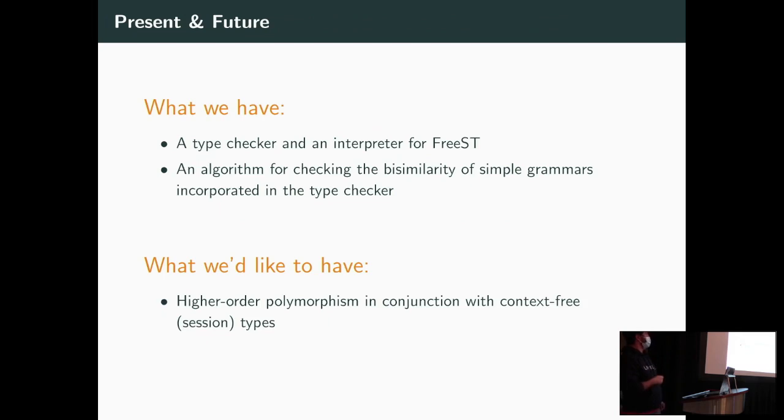So what we have right now is a type checker and an interpreter for FreeST. And we have incorporated the algorithm for checking the bisimilarity of simple grammars. And that's what we'd like to have. We would like to go to a setting where we have higher order polymorphism in conjunction with context-free session types.